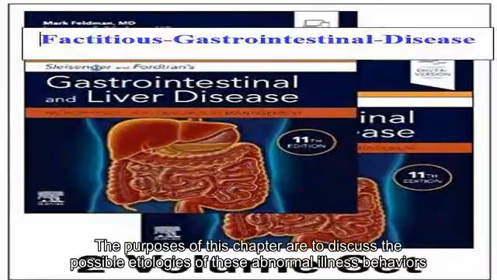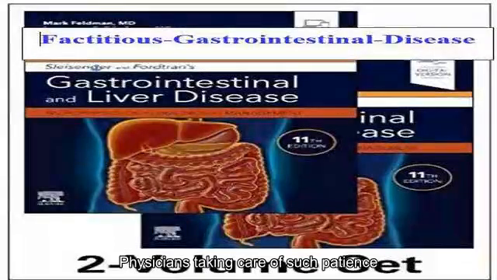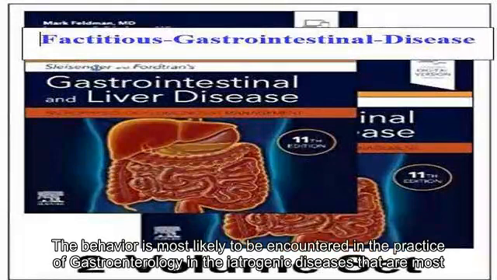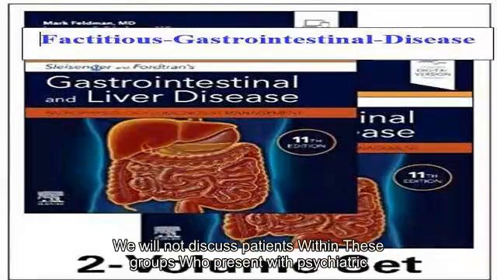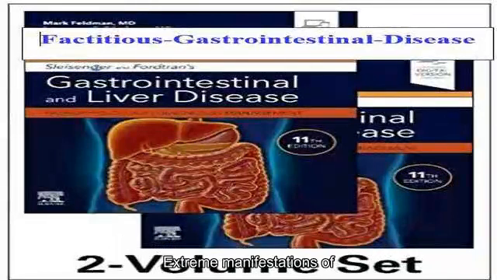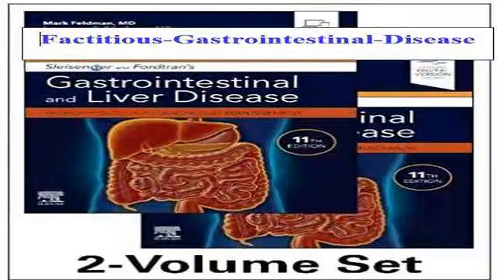The purposes of this chapter are to discuss the possible etiologies of these abnormal illness behaviors, provide suggestions on how to recognize them, and point out some ethical conflicts that confront physicians taking care of such patients. We will emphasize the types of deceptive behaviors most likely to be encountered in the practice of gastroenterology and the iatrogenic diseases that are most likely to develop because of them. We will not discuss patients within these groups who present with psychiatric symptoms or with extreme manifestations of FD, such as Munchausen syndrome or Munchausen syndrome by proxy.